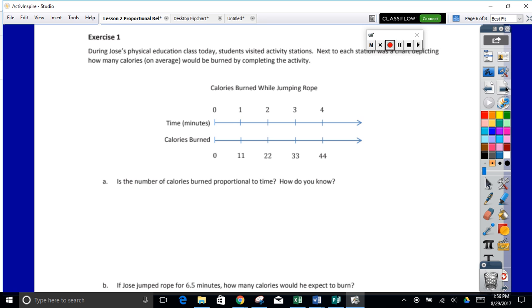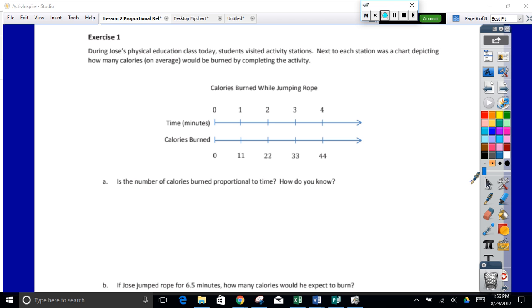Okay, this exercise is one that we completed in class, so I would encourage you to take a few minutes, pause the video, do this entire activity, and then come back and we'll talk about the answer. During Jose's physical education class today, students visited activity stations. Next to each station was a chart depicting how many calories on average would be burned by completing the activity. Is the number of calories burned proportional to time?